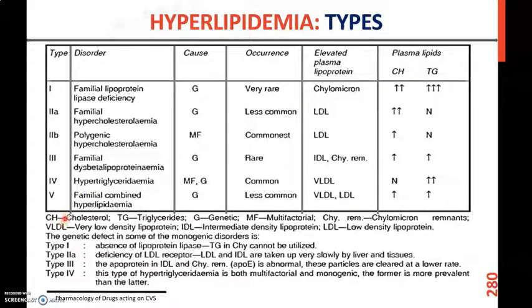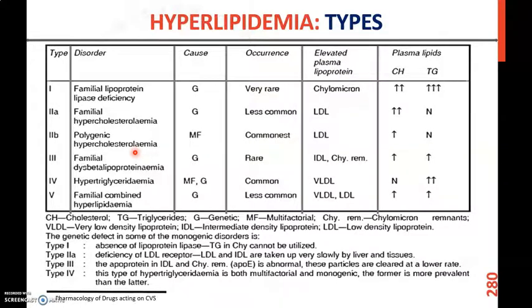Now coming to type 5, it is also known as familial combined hyperlipidemia, and the cause is genetic. This is a less common form of hyperlipidemia, and there will be an increase in very low density lipoprotein and low density lipoprotein. Also there will be an increase in cholesterol and triglyceride level in type 5 hyperlipidemia. So these are the different types of hyperlipidemia.